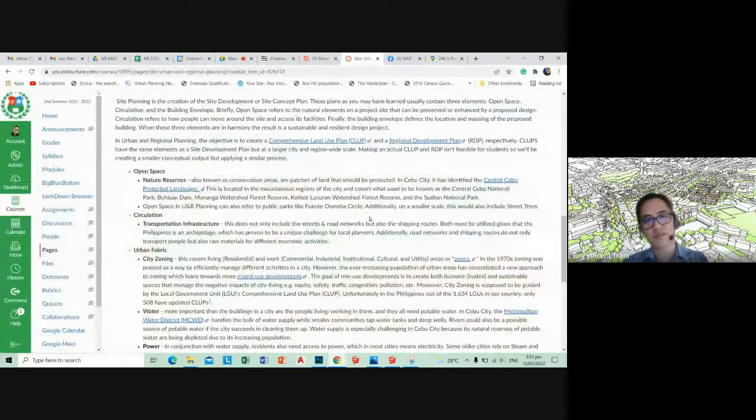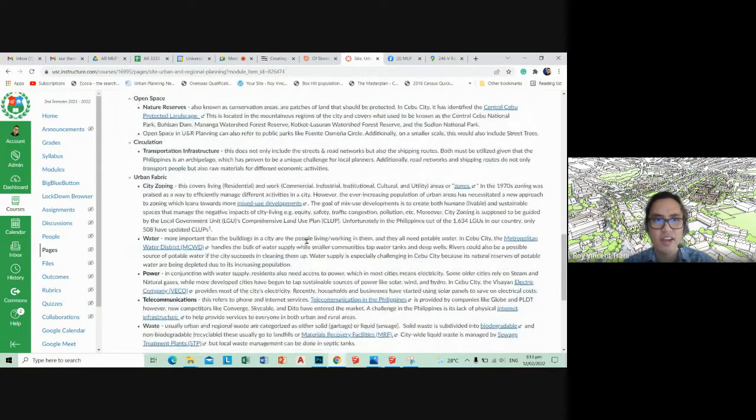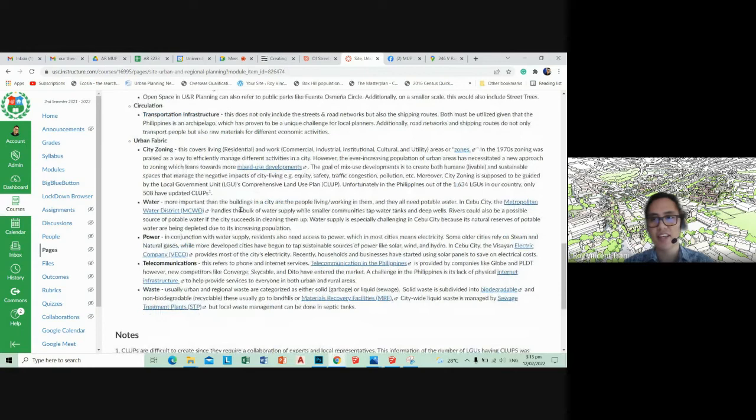Let's see, nature reserves, transportation infrastructure. So this does not only include streets and road networks, but also shipping routes. Both must be utilized given that the Philippines is an archipelago. So it's all here. Urban fabric, we're talking about city zoning. What is the goal of zoning? It is to create an efficient use of lands or zones so that we get more for less. So we develop in a way that we're maximizing the land so we can preserve open space and have more sustainable development. Water, again, provide potable water to the citizens living in that area.